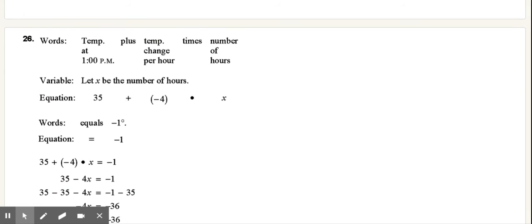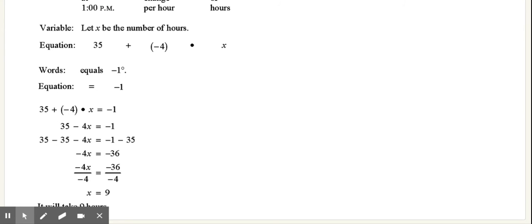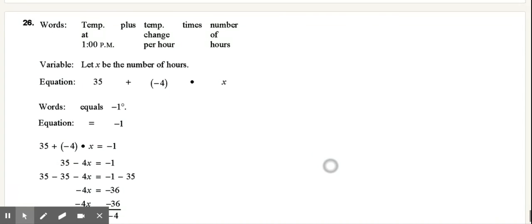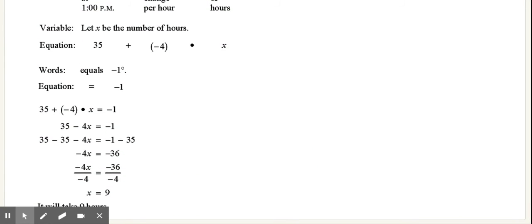There are the words. You let x be the number of hours. So the temperature at 135 plus the temperature change per hour times the number of hours equals negative 1. When you solve for x, you should have gotten 9. So it'll take 9 hours for the temperature to get down to negative 1. That's what you should have gotten.